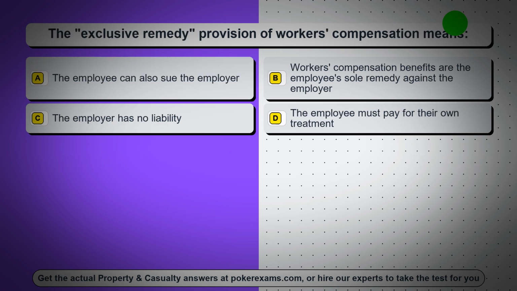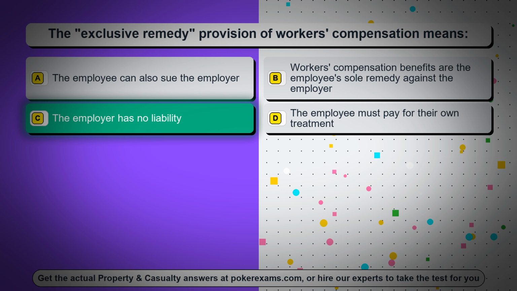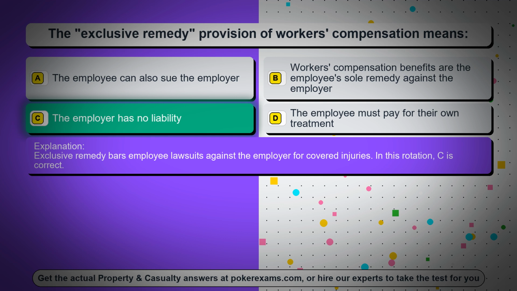Question 27. The exclusive remedy provision of workers' compensation means. Option A, the employee can also sue the employer. Option B, workers' compensation benefits are the employee's sole remedy against the employer. Option C, the employer has no liability. Option D, the employee must pay for their own treatment. The correct answer is option C, the employer has no liability. Exclusive remedy bars employee lawsuits against the employer for covered injuries. In this rotation, C is correct.